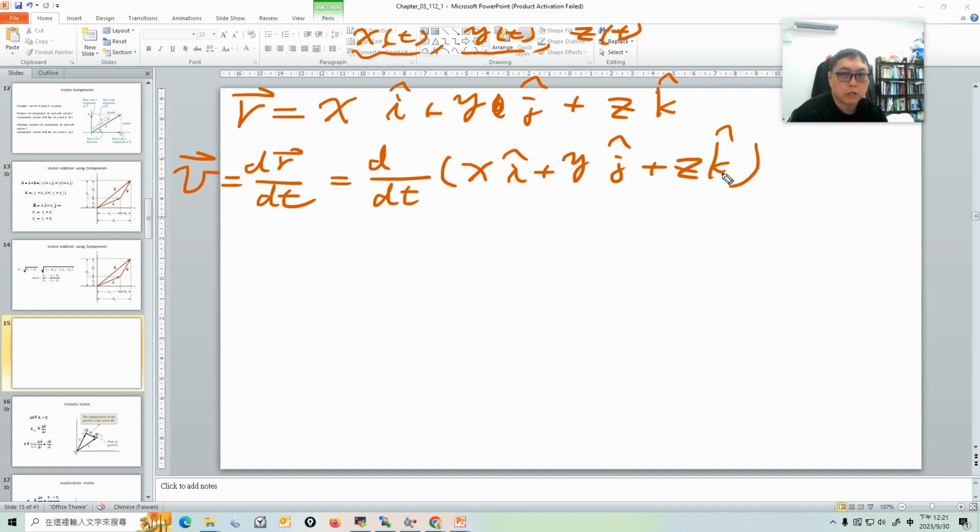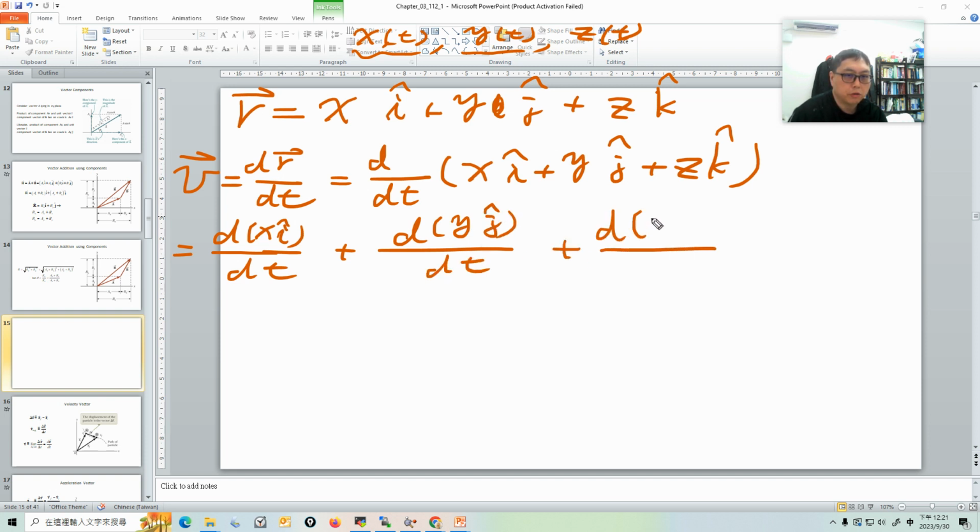The derivative is distributive. It's a valid distribution law, so the distribution law is valid in the derivative. It will become dx/dt i plus dy/dt j plus dz/dt k.